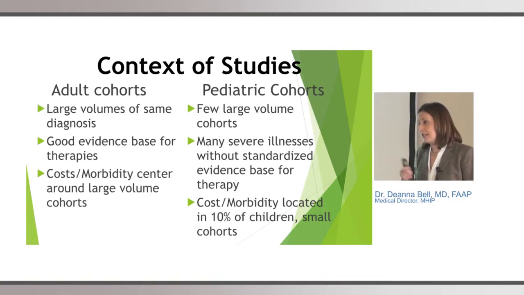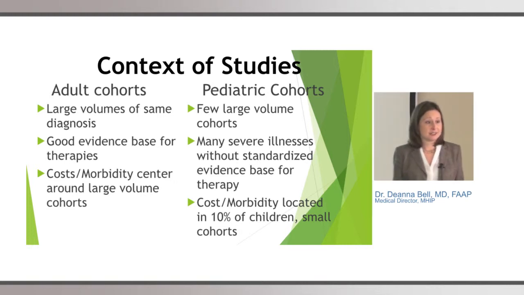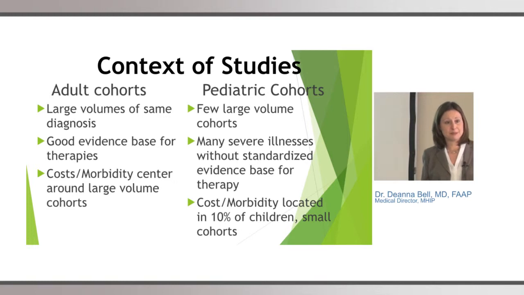Now again, when they were doing these studies, they were looking at adult studies. And so pediatrics is unique in every way. And so we have to look at what the differences might be for pediatrics. So in your adult cohorts, with most of these studies, you have large volumes of the same diagnosis cohort. So lots of people with hypertension, lots of people with high cholesterol. And generally in those diseases, there's a good evidence base for the therapies. And a lot of your cost and morbidity surrounds those diseases. So your people with diabetes and hypertension and high cholesterol are the ones who are having strokes and heart attacks. So a lot of the cost centers in management of those diseases.